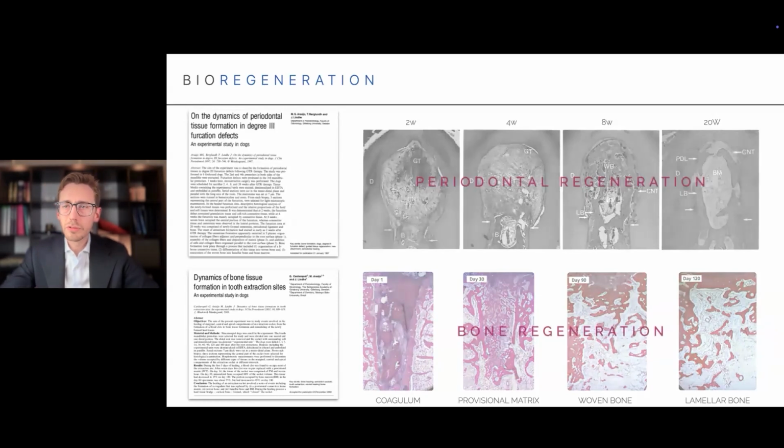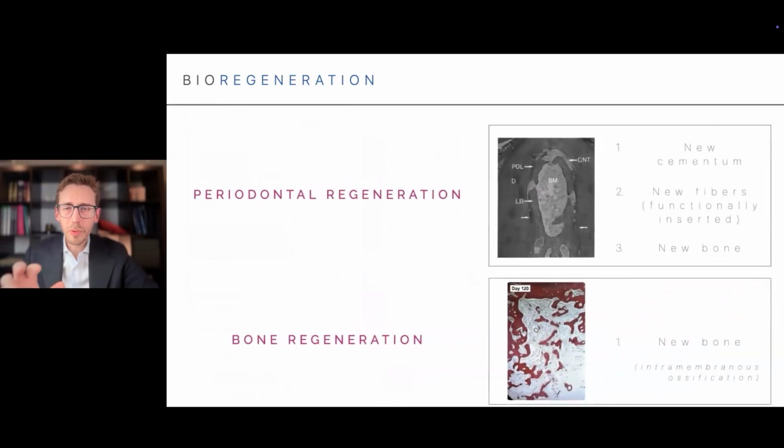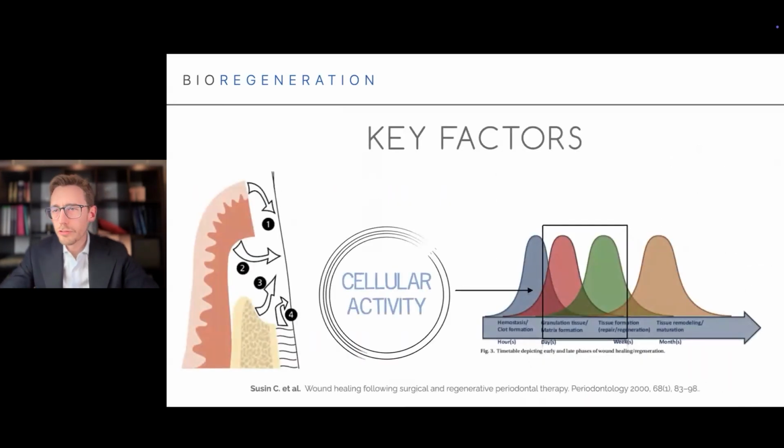yet we achieve two completely different results. Because on one side, we achieve periodontal regeneration, which means, of course, the formation of new cementum, new alveolar bone proper, and new functionally inserted fibers in between, which is the periodontal ligament. While on the other hand, we just achieve an intramembranous ossification, which is, of course, the bone formation inside the extraction socket. And of course, you know very well where the difference resides. The difference is represented by the different cellular activity. Cellular activity is the one responsible for the conversion of the granulation tissue into a differentiated immature tissue.